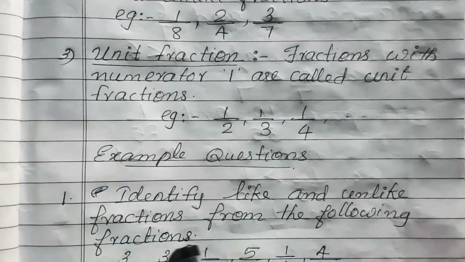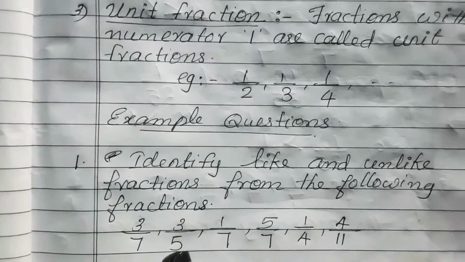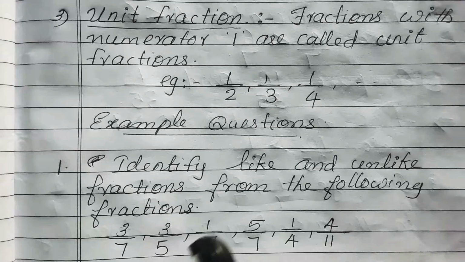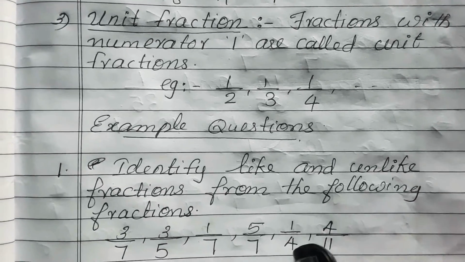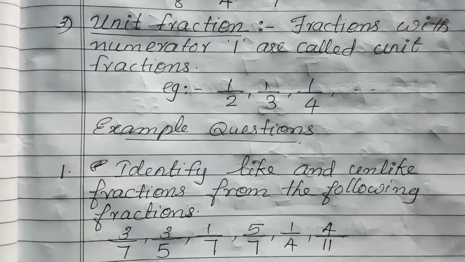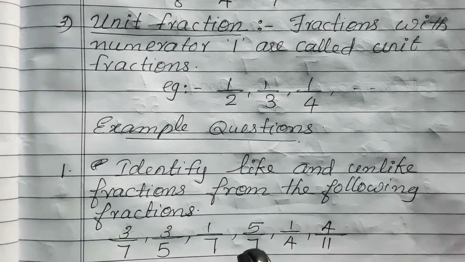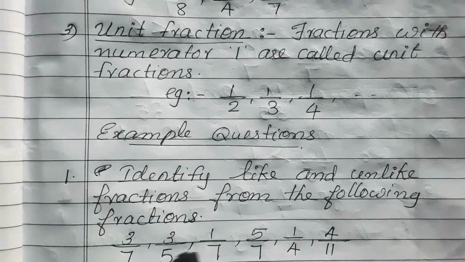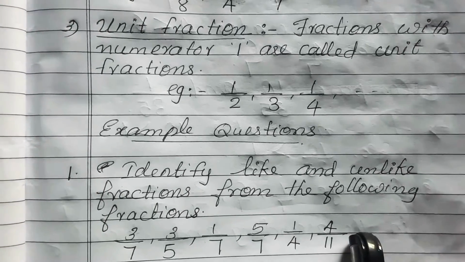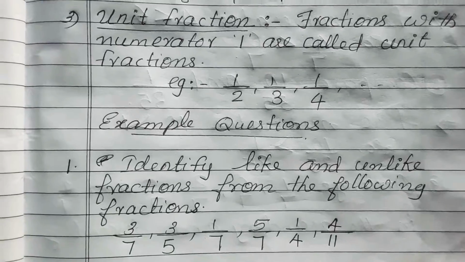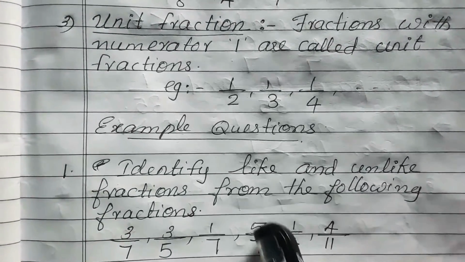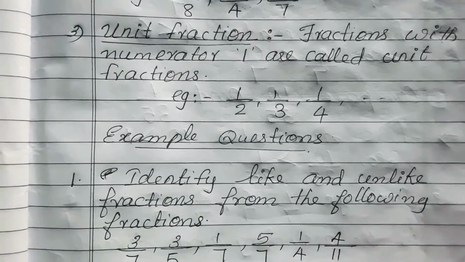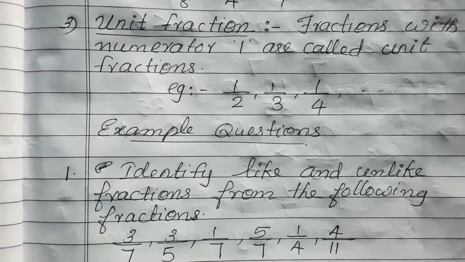Identify like and unlike fractions from the following fractions. Look, children, some fractions are given here: 3 by 7, 3 by 5, 1 by 7, 5 by 7, 1 by 4, 4 by 11. Among these, which are the like fractions? We know like fractions have the same denominator. So 3 by 7, 1 by 7, and 5 by 7. These three are the like fractions.